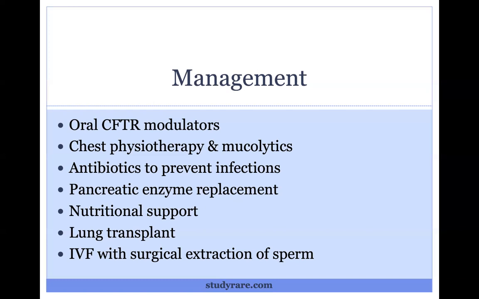You want to consider in vitro fertilization with surgical extraction of sperm. So you can actually microaspirate sperm from the testes, which again produce sperm. The issue is with the transit of sperm. And so essentially, once you extract the sperm, you can perform IVF and those individuals can have a successful pregnancy.